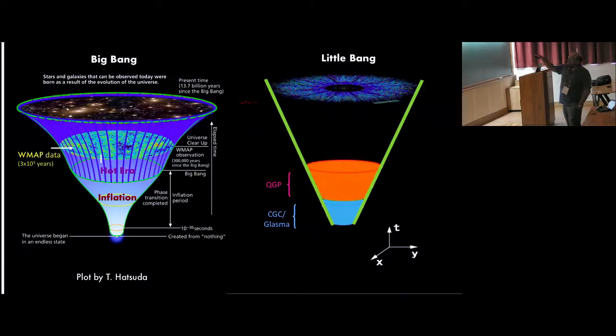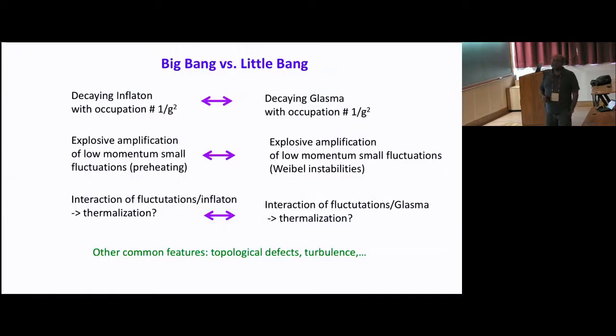And then the question is, can you look at these anisotropies in this matter that's produced and look backwards in time to understand what the structure of this matter is? In fact, the analogy gets more concrete than that. In the Big Bang, you describe this as a classical field with a very large occupation number, which goes as 1 over the coupling squared, 1 over g squared. In the Little Bang you have a plasma, which also has a very high occupancy, of order 1 over g squared.